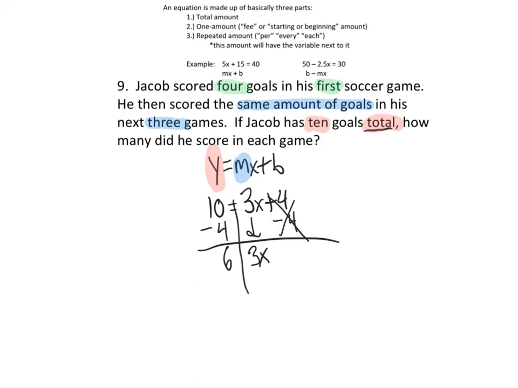Now we have to do the opposite of 3 times x. The opposite of 3 times x is divide by 3. So instead of x times 3, it's divide by 3. What we do to one side, we do to the other. So these cancel out. Then we have 6 divided by 3, which gives us 2. So x equals 2. He scored 2 goals in each of those 3 games.